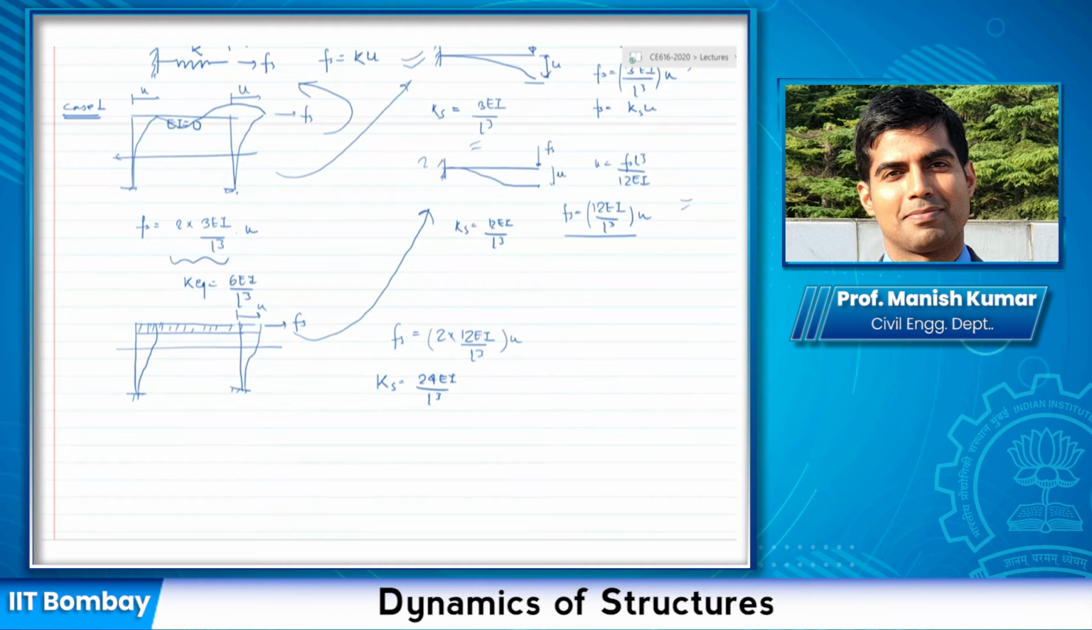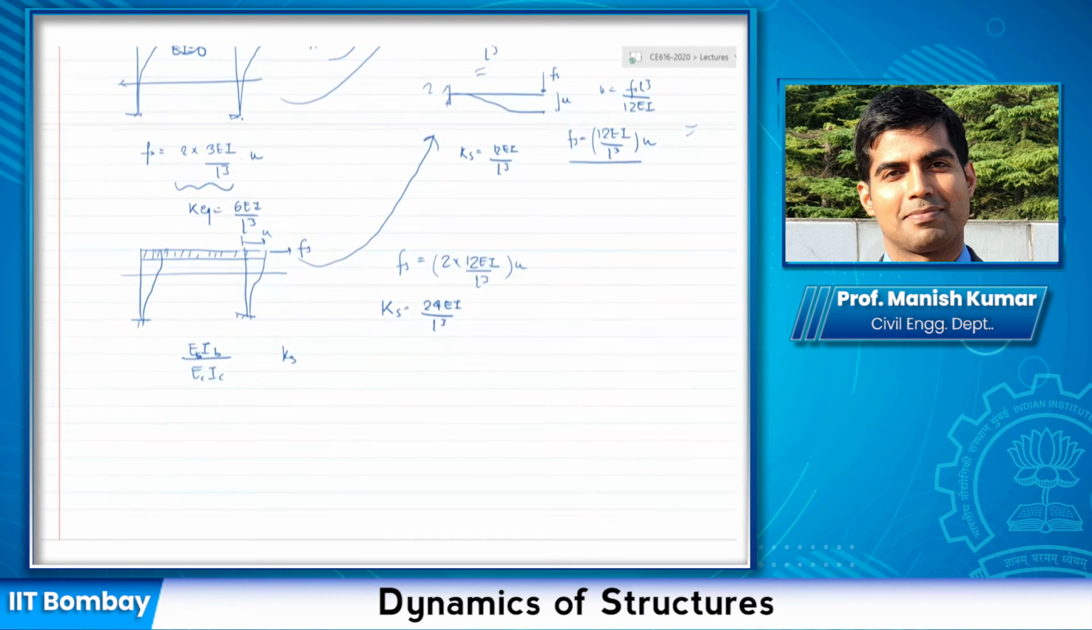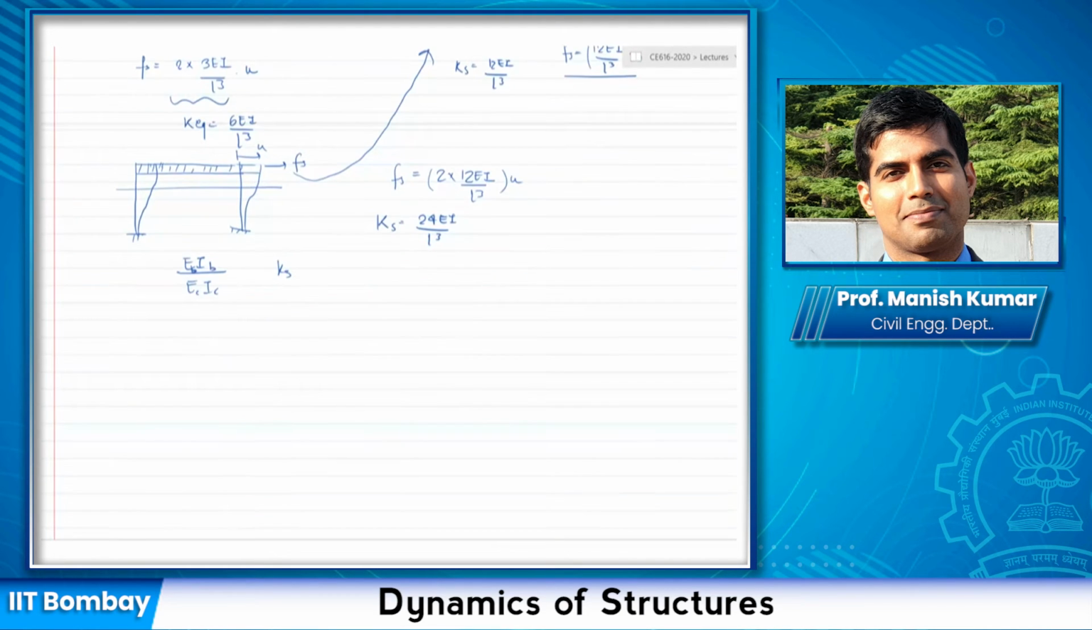Well, there are formulas available which, based on the flexural rigidity of the beam divided by the flexural rigidity of the column, would give you the value of Ks. So you can go to your textbook and have a look at that. I'm not going to describe it again here because we are just focusing on the concepts, how we are deriving this spring-mass representation. All right, so the stiffness is now clear.